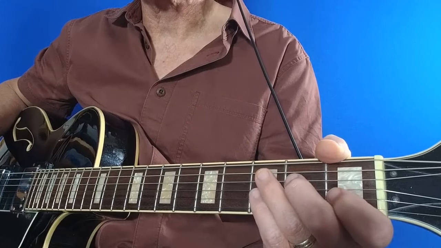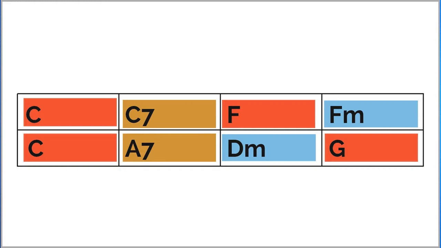To help you ease your way into the chord-specific approach to improvising, I've made a simple backing track using this sequence. And here I've colour-coded the chords red for major, orange for dominant seventh, and blue for minor. Here's a quick demo of how to use this.